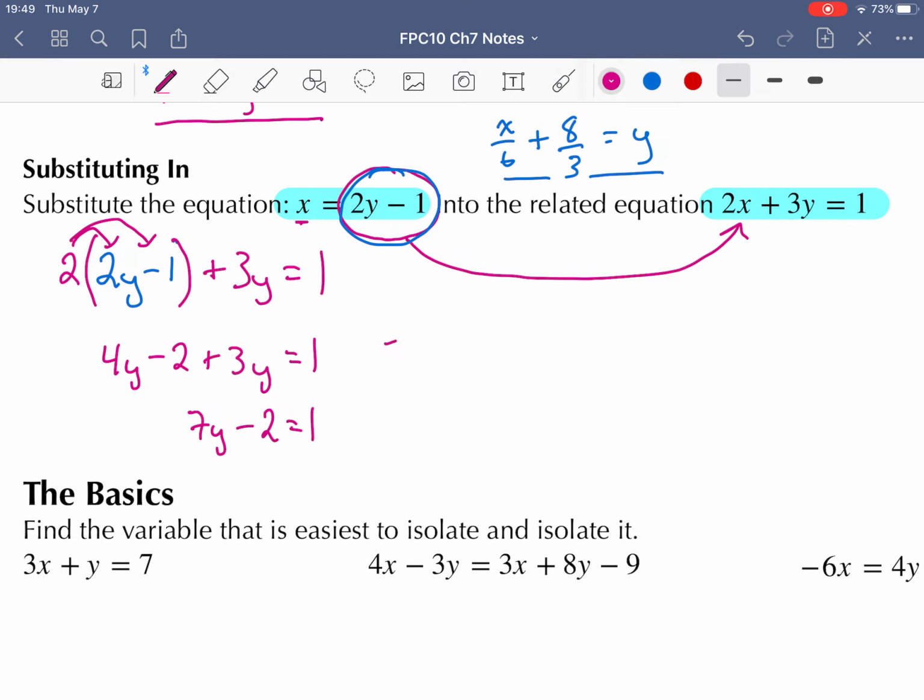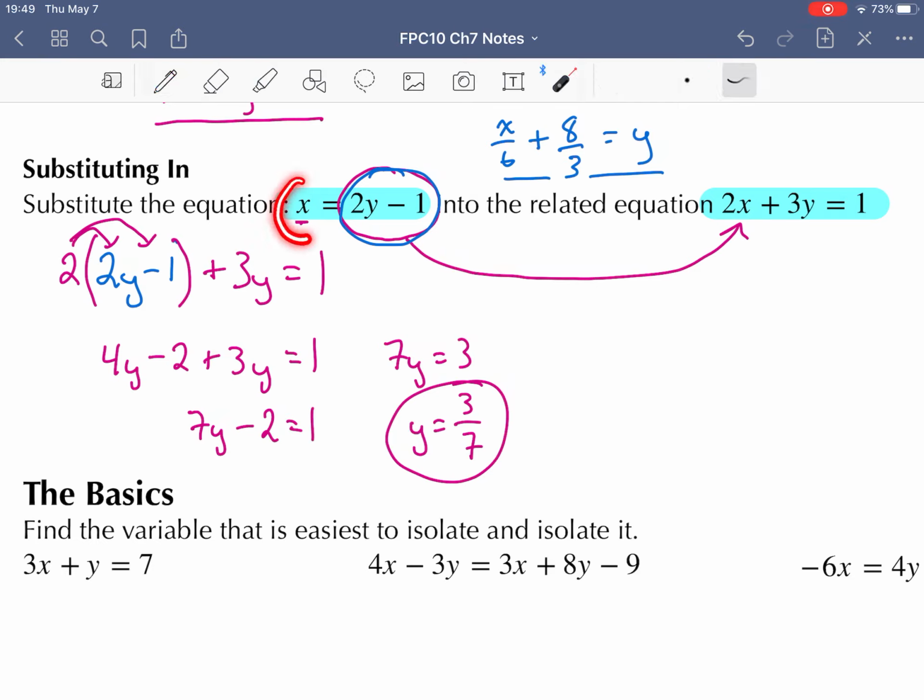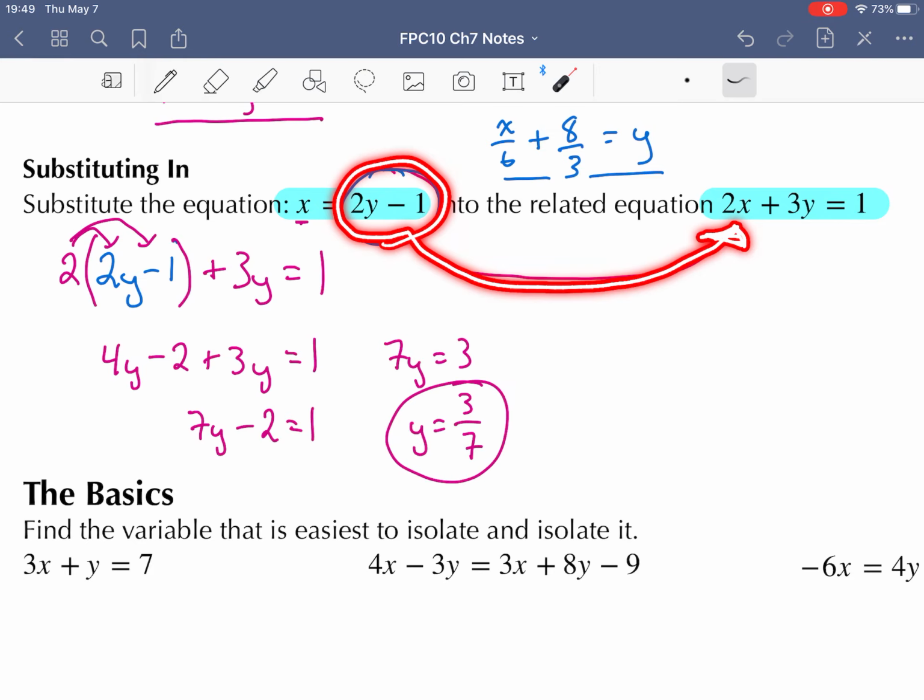And then that changes to 7y is equal to 3, and y is equal to 3 over 7. So now we've solved out what value of y solves both of these equations. Because what we did was we isolated a variable x, then we took what that x was equal to, and we put it into the other equation.